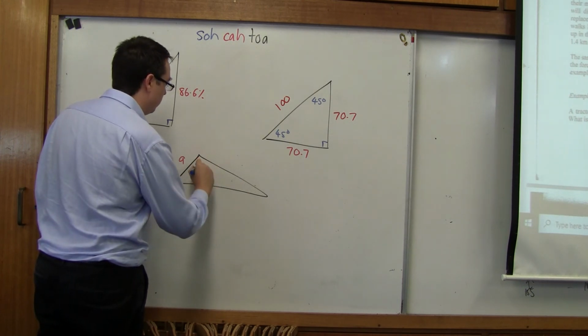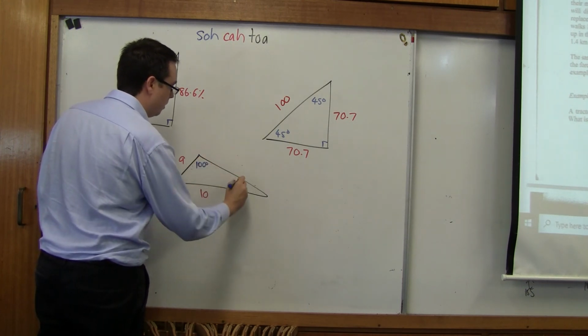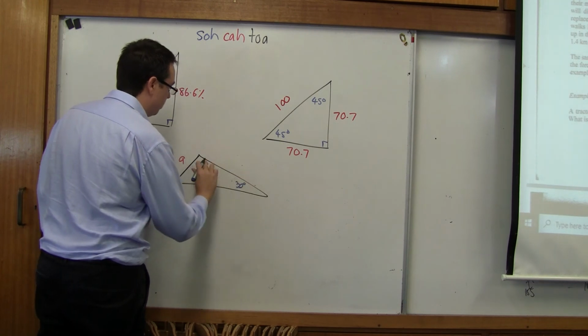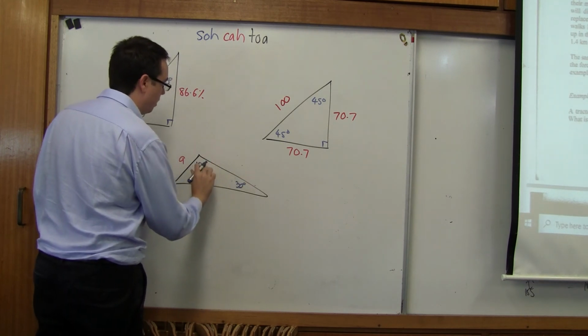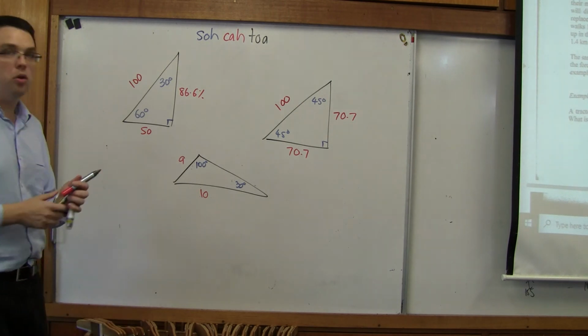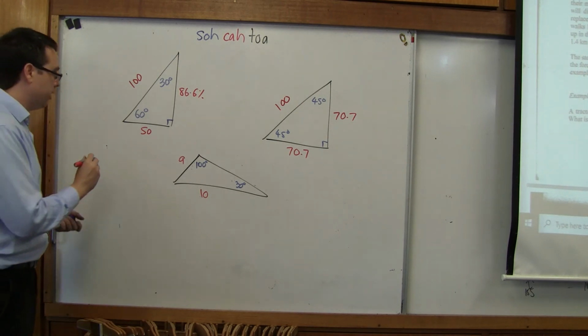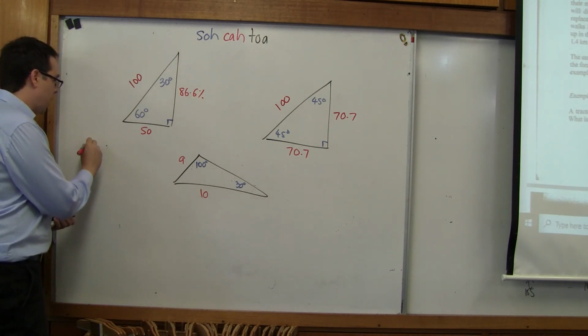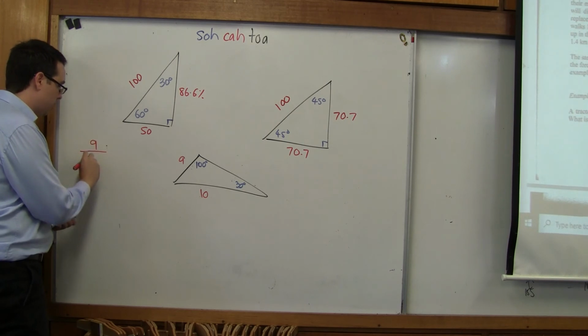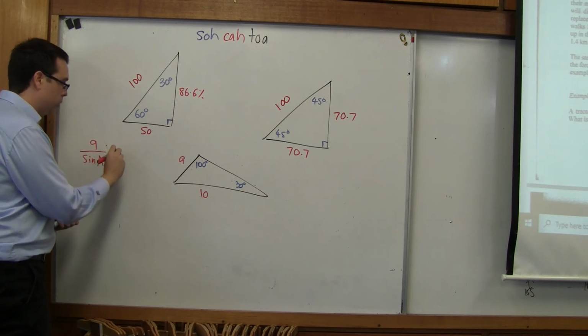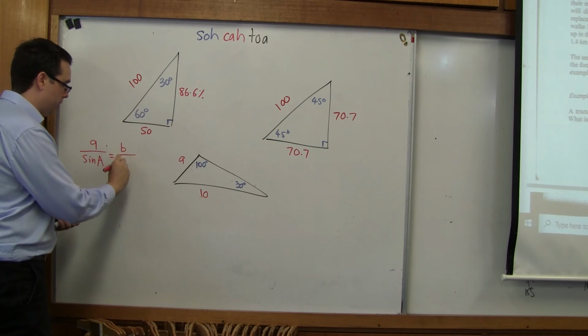So 100 degrees and 30 degrees. Okay. How do you solve this? In this case, we'd say that A over sine A equals B over sine B.